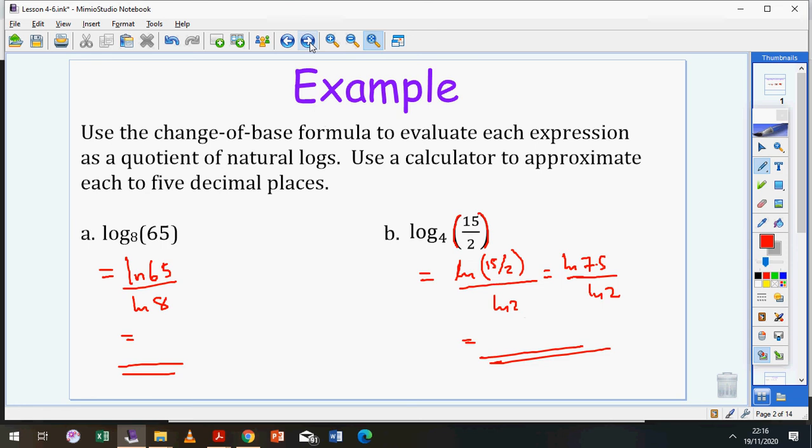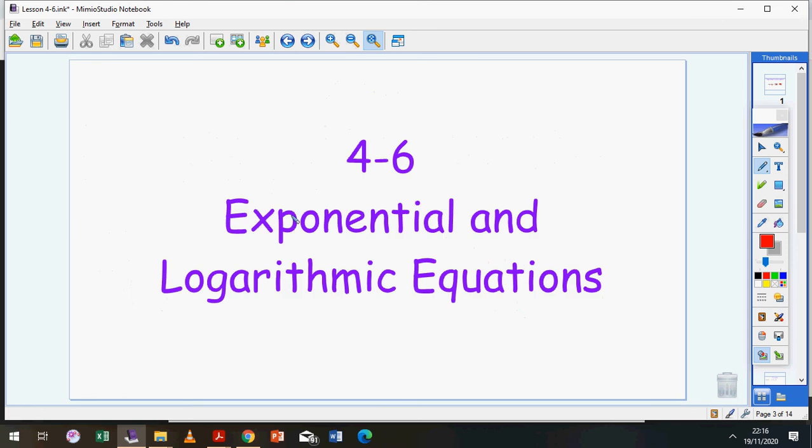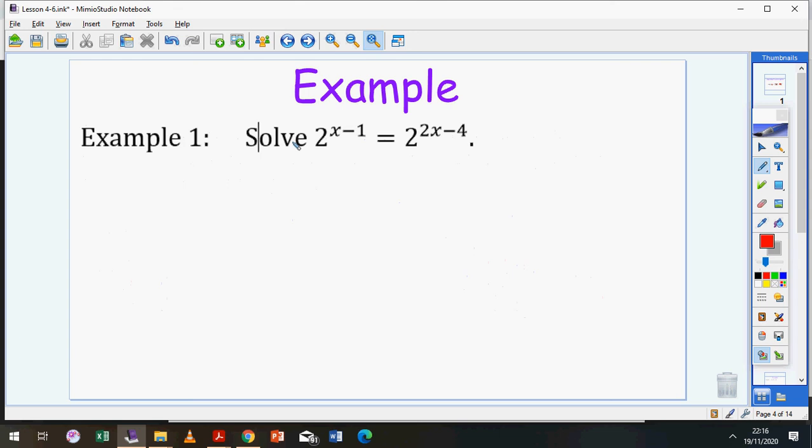It can be useful in certain questions, and in this lesson we'll just be talking about different ways that we can solve algebraic equations, would you believe it? Algebraic equations using logarithms. So in this equation, because the bases are the same, I can just go ahead and equate the powers. x minus 1 is equal to 2x minus 4.